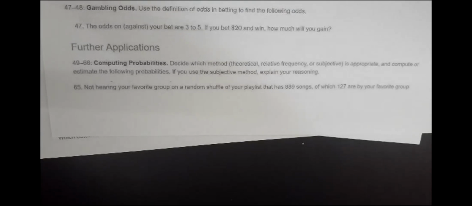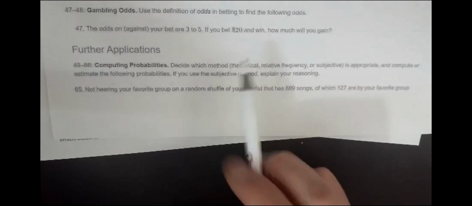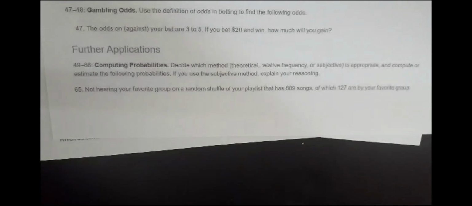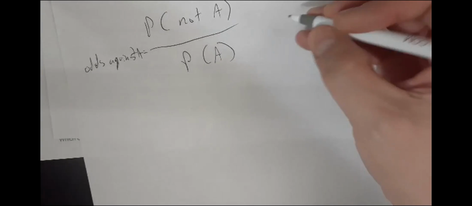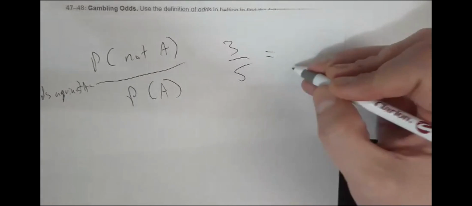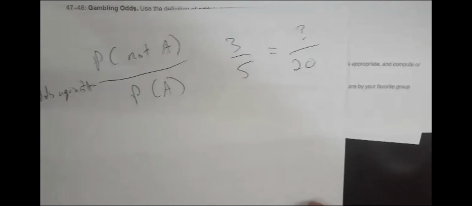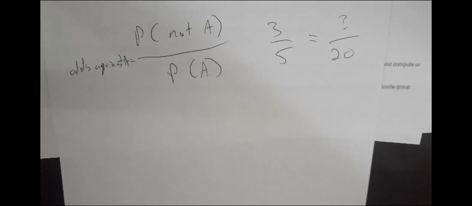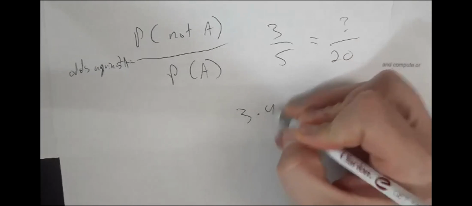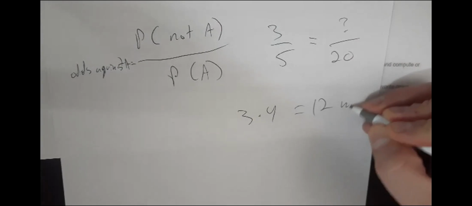So how can we think about this? If you're spending $20, how can you think about that relative to 3 to 5? It's 4 $5 bets. Another way you can think about that is I'm doing 3 to 5. 3 is the not A and 5 is going to represent the probability of A. I'm putting my money, $20, on that 5, right? So you can also do this with an equivalent fraction. I'm going to multiply by 4 to get there. I should be making 3 times 4, or $12, as my winnings, right?